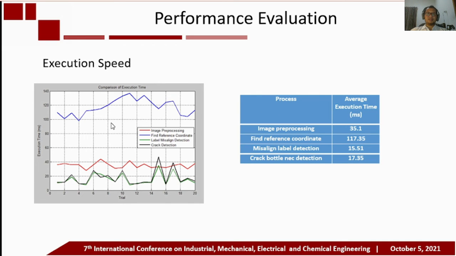And then we also inspect the performance by its execution speed. From this, we know that the algorithm for the detection is actually fast enough, but the most time-consuming process is finding the reference coordinate. So this is the most time-consuming process.